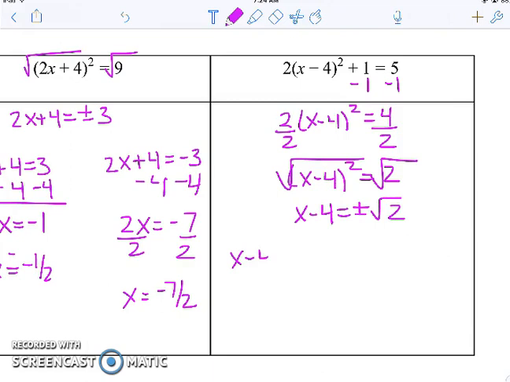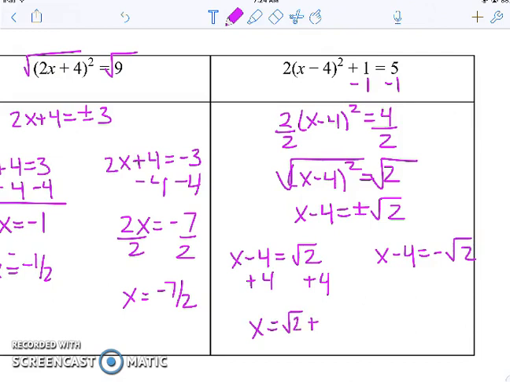Split it into the 2. So it equals positive square root of 2, negative square root of 2, plus 4, plus 4. So x equals the square root of 2 plus 4, x equals negative square root of 2 plus 4. And that barely showed up.